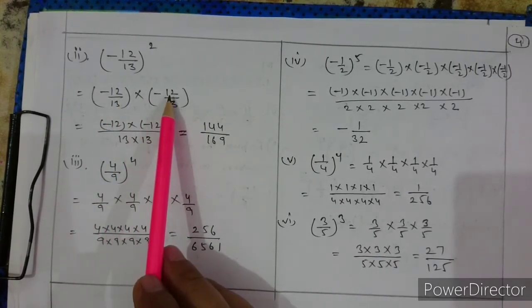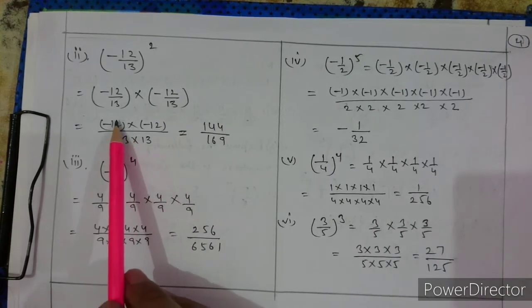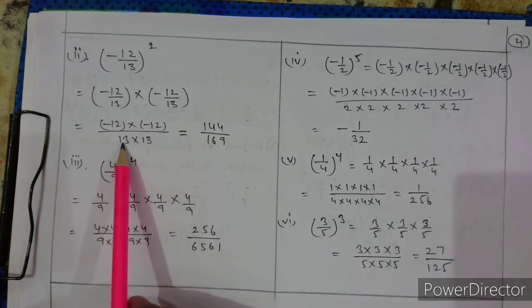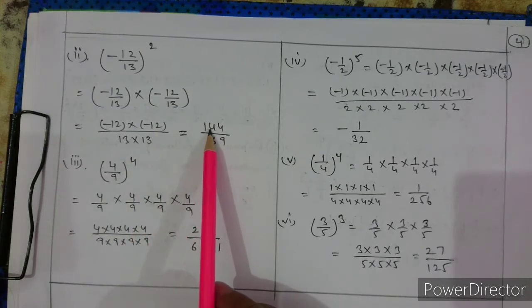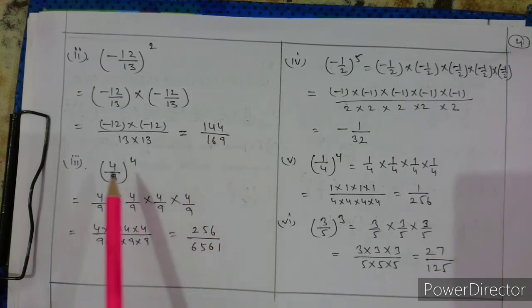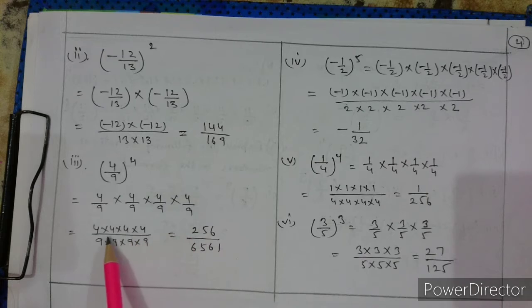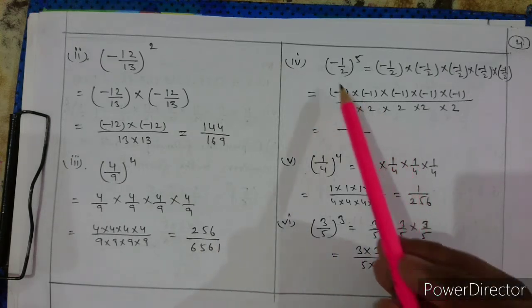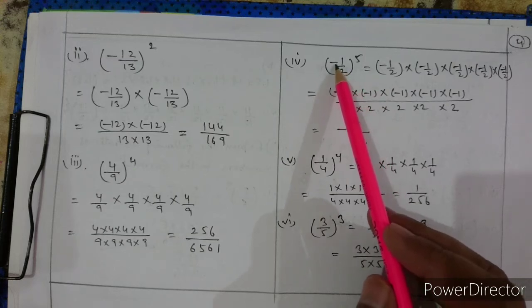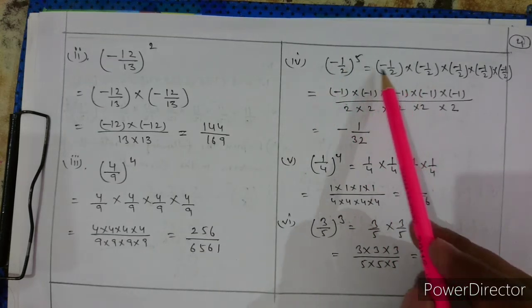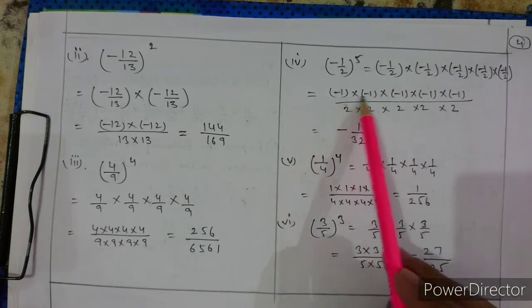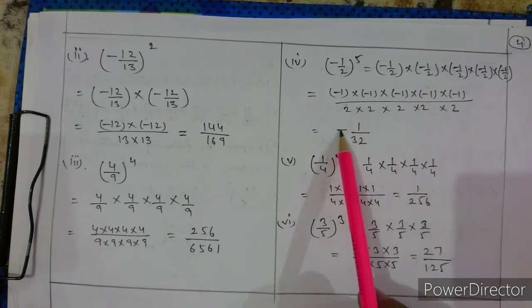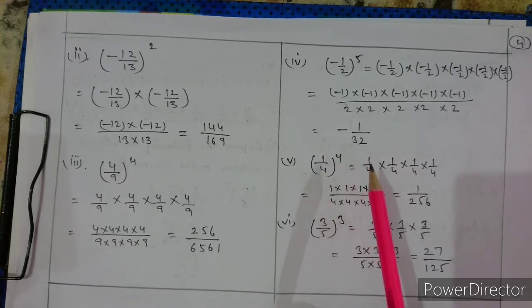So we can multiply the numerators and denominators separately. Minus 12 into minus 12 over 13 into 13. We will get 144 upon 169. Third question is 4 upon 9 raised to the power 4. So 4 by 9 is multiplied 4 times. 4 multiplied 4 times, 9 multiplied 4 times. So we will get 256 upon 6561. Fourth question is minus 1 upon 2 raised to the power 5. So we will multiply minus 1 by 2 five times, and we will get minus 1 upon 32.